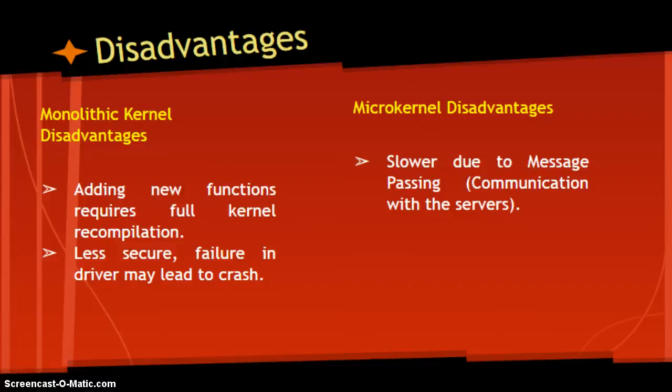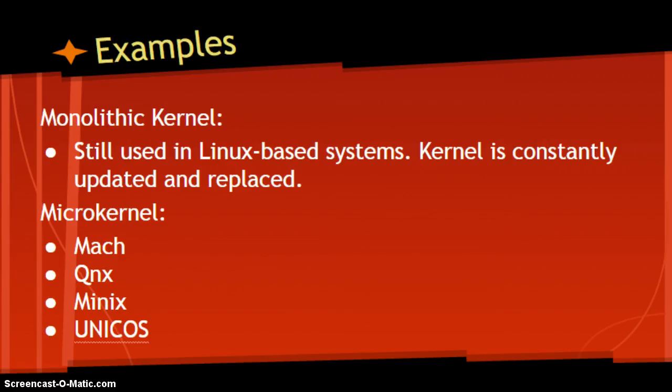The disadvantages of the monolithic kernel are that adding new functions requires completely recompiling the kernel. It's also less secure against any kind of failure; for example, a fault in any of the drivers may lead to a crash. The microkernel has one main disadvantage, which is that it is slower than the monolithic kernel due to the communication with the servers, which is called message passing.